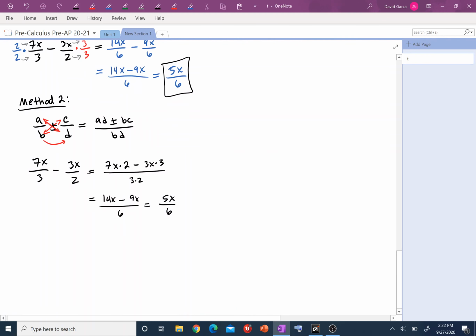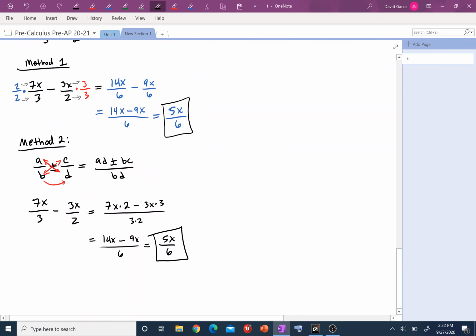So guess what? We got the same exact answer using two different methods, although in this case they kind of look the same, right? So choose the method that you want, and it should work either way. But I hope that helps.